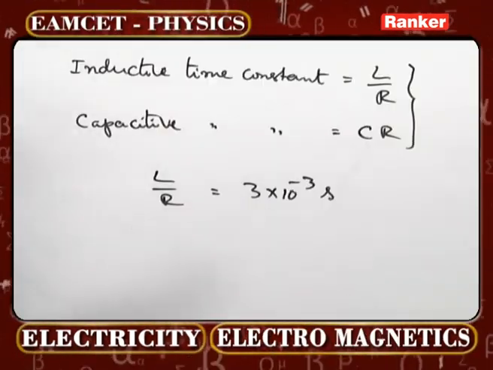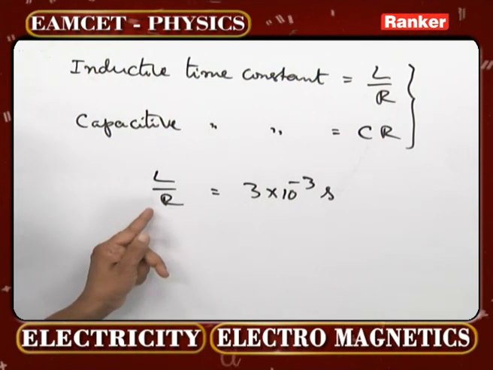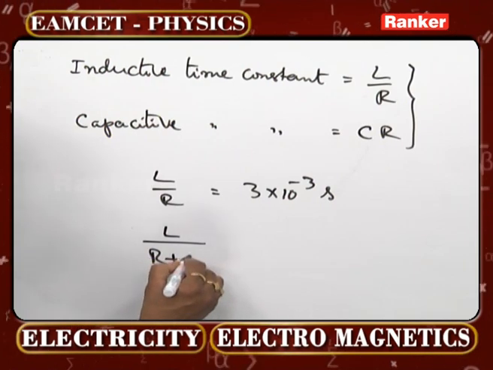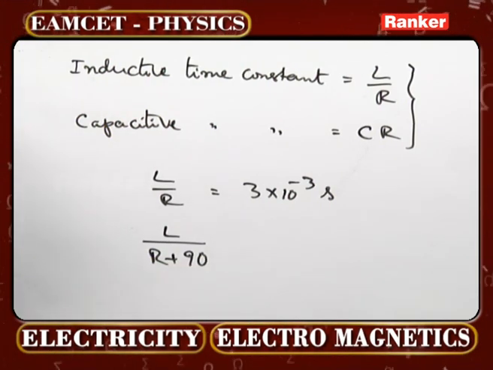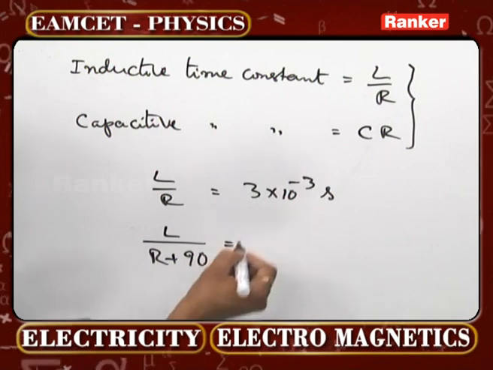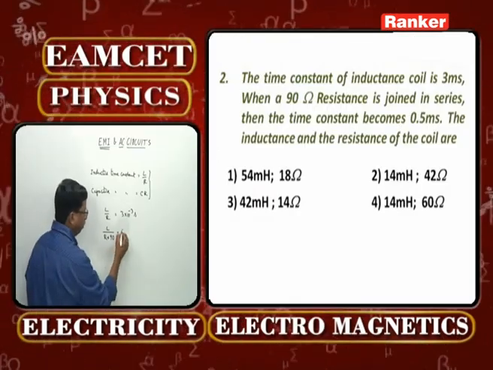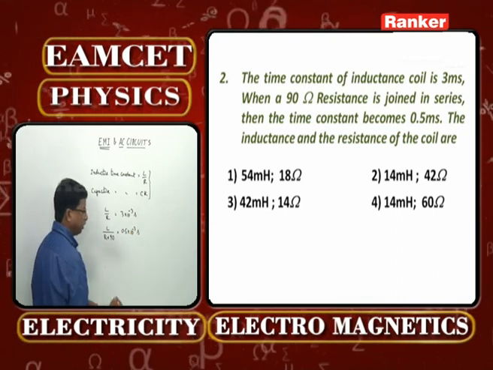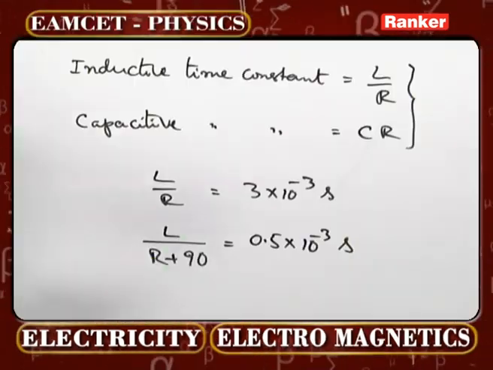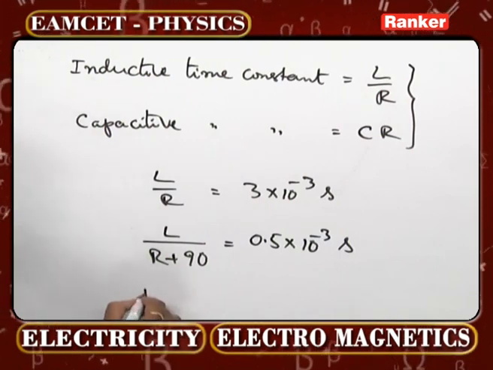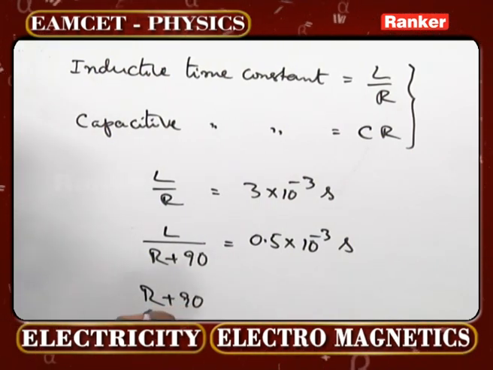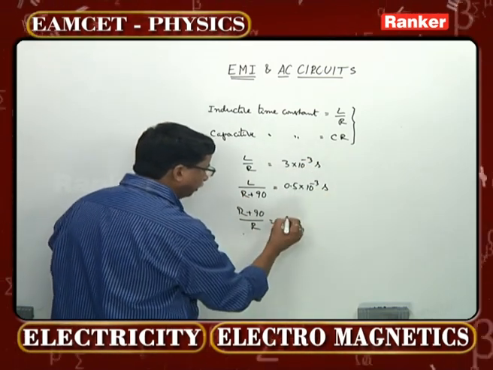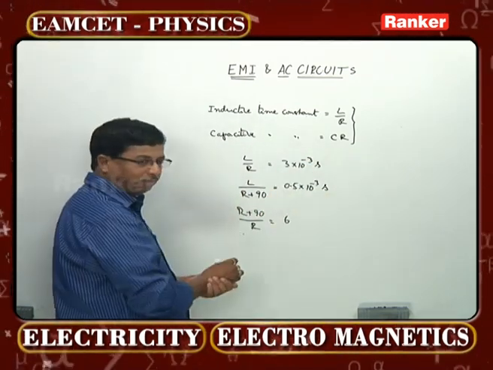Then what did he say? A 90 ohm resistance is connected in series to this. Then the total resistance now becomes R plus 90. At that time, what is the time constant given? It is 0.5 millisecond, 0.5 into 10 power minus 3 second. Now just take the ratio please. R plus 90 by R is equal to this by this. 10 power minus 3 gets cancelled and 3 by 0.5 is 6.